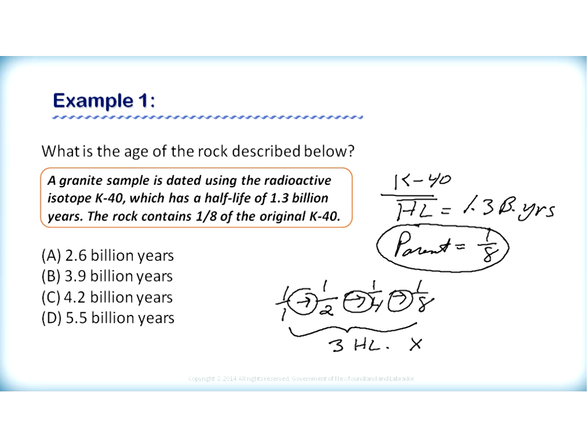Then you multiply the number of half-lives by the time it takes for one half-life, in this case 1.3 billion years, and that will give you the age of your sample. So 3 times 1.3 will be 3.9 billion years. So our answer in this case would be B.